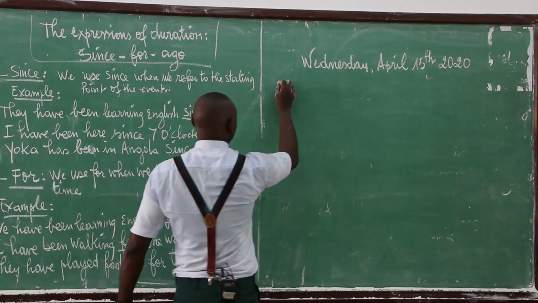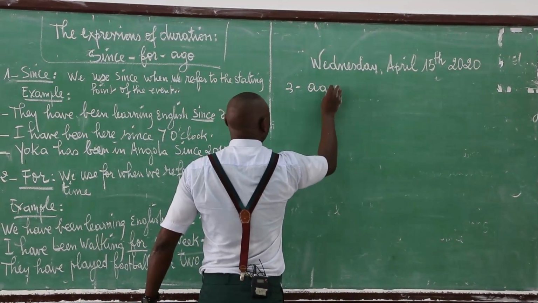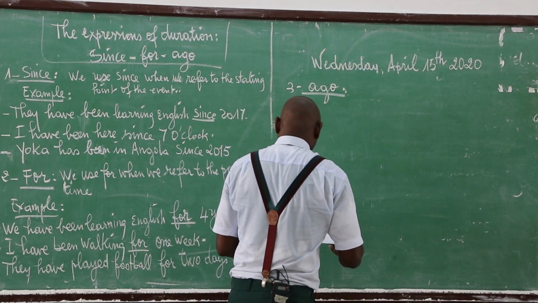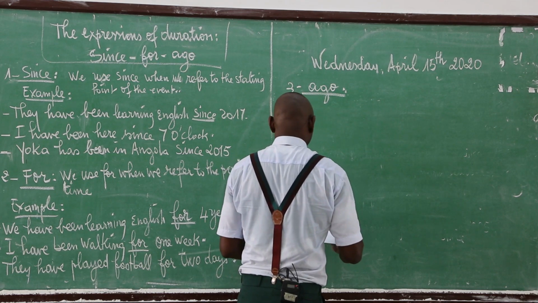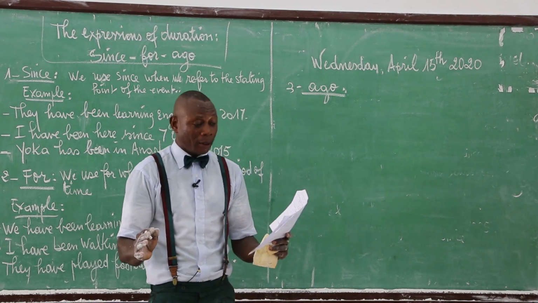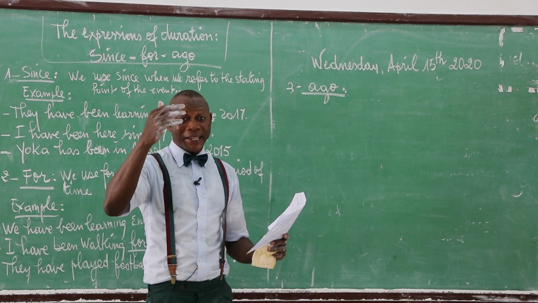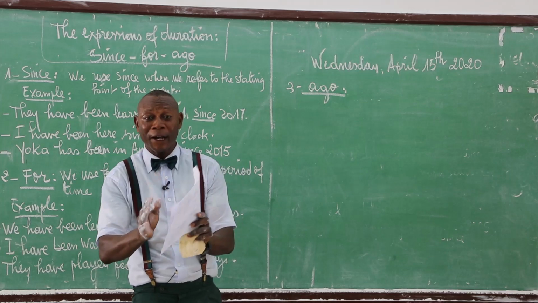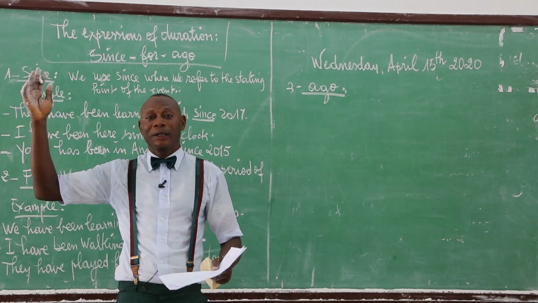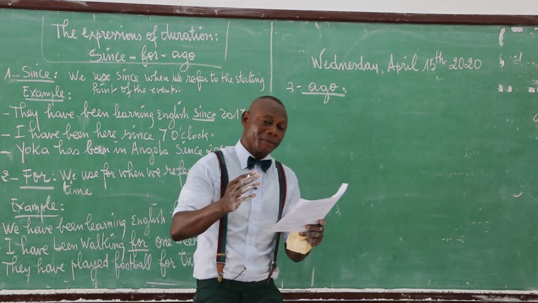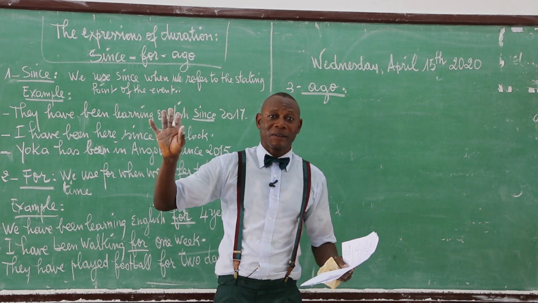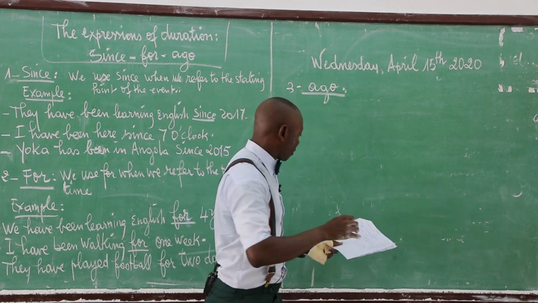Free ego. We use ago to specify the distance that separates us from a past event. The event has been done in the past, and it is finished over there. Okay? Good.